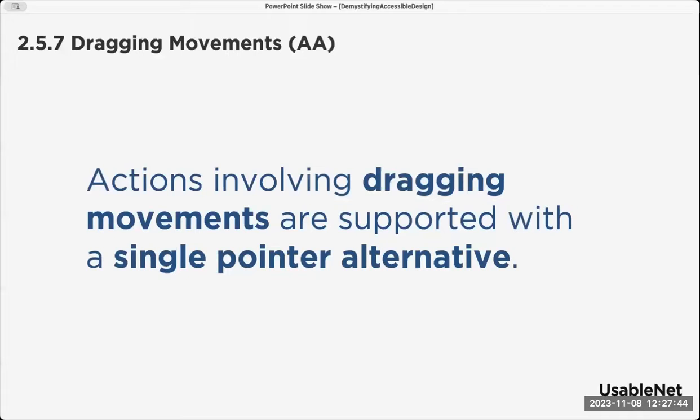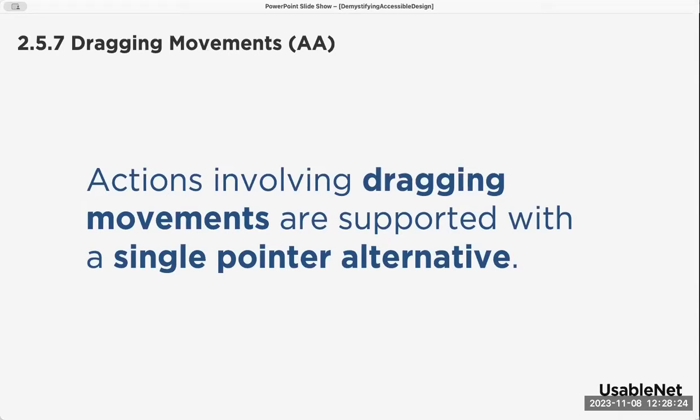Moving on, the following criterion is 2.5.7 dragging movements. This criterion requires actions involving dragging movements to support a single pointer alternative. So first, let's define what a dragging movement is. A dragging movement is any operation where you click on an element on the screen, so the interaction starts with the pointer down event. Then you move it around, for example, following a path on the screen, and then you release it. So the interaction stops with a pointer up event.